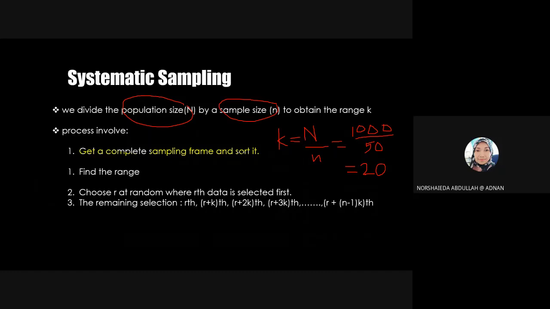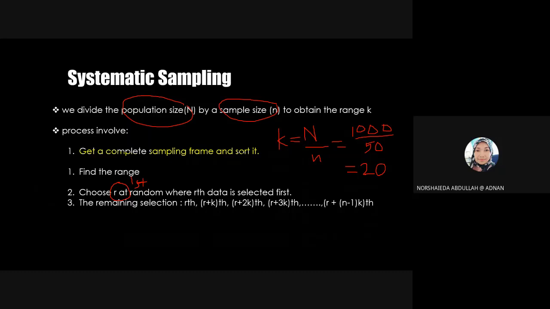And then next step, choose R at random where R data is selected first. Okay, so R tu is the first sample lah. Alright. So first we choose R. R is the first sample. So how to choose R?